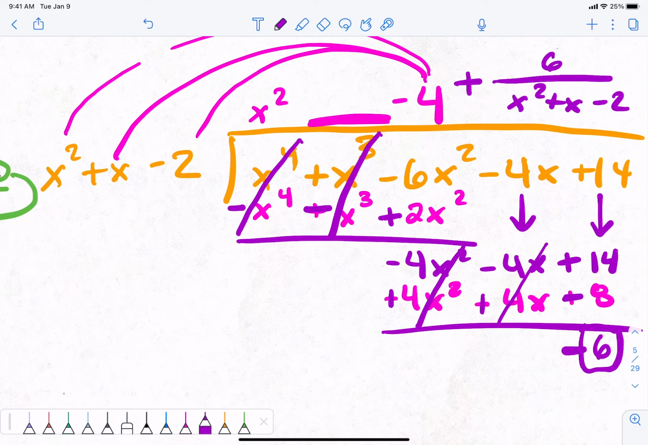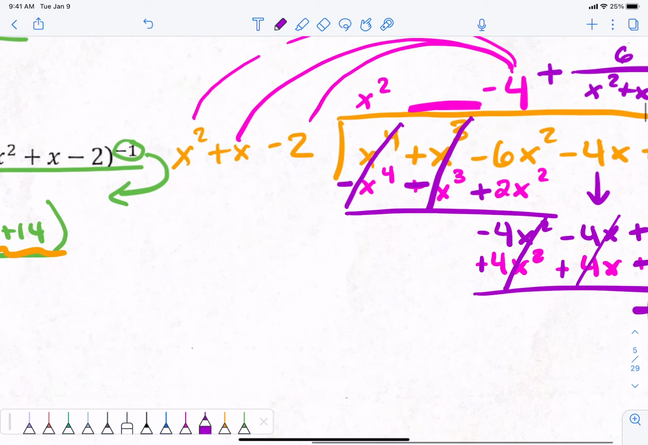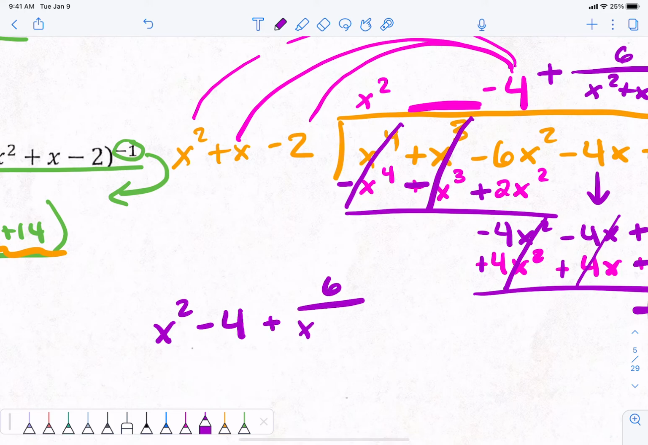Good. Happy with that? So let's write our answer a little bit cleaner. And we can go ahead and mash together that x squared minus 4, right? We can close that hole up. And then plus 6 over x squared plus x minus 2.